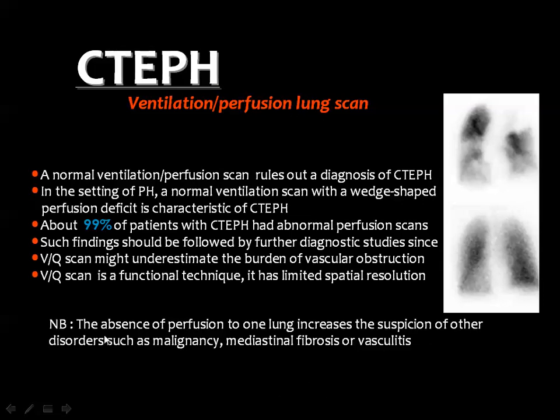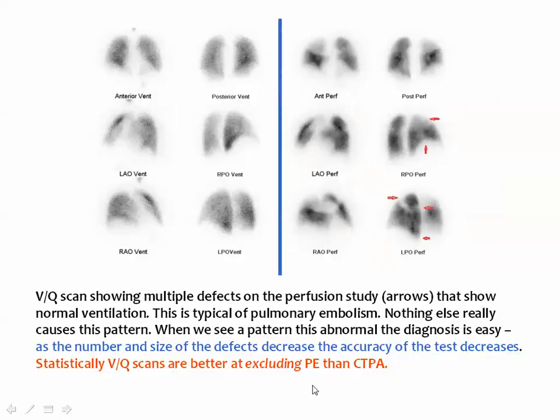And then the absence of perfusion to one lung. If you perform the ventilation perfusion scan and you get total absence of perfusion in one of the lungs, this is not CTEPH, but you think of other disorders like malignancy, mediastinal fibrosis, or vasculitis. Then this is the ventilation scan and this is the perfusion scan, and you can see multiple perfusion defects which are not corresponding to defects in the ventilation scan.